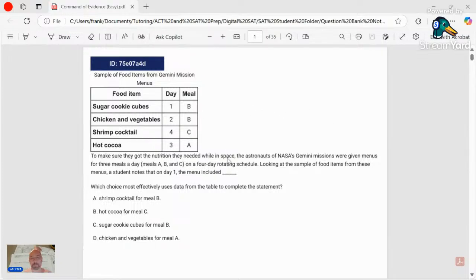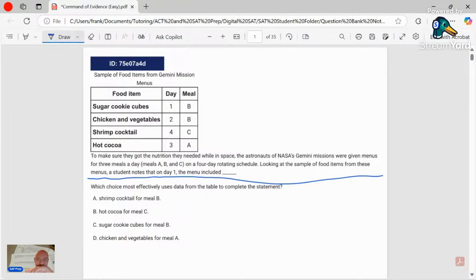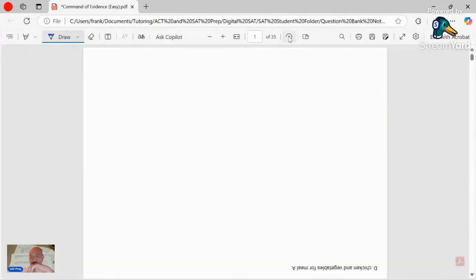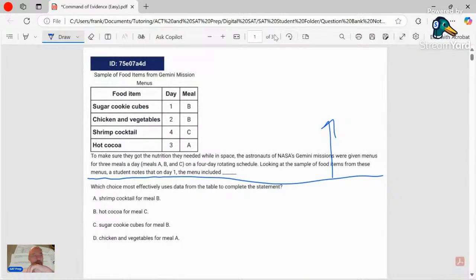Okay, all right, so let me go here. And this is a command of evidence question. You find out it's a command of evidence question by, of course, reading the question. Now, on the actual test, this stuff up here is going to be on the left. That's the passage, and the other stuff on the right. But here, whoops, I moved the whole screen around. I wanted to undo. Maybe I can't undo. Okay.